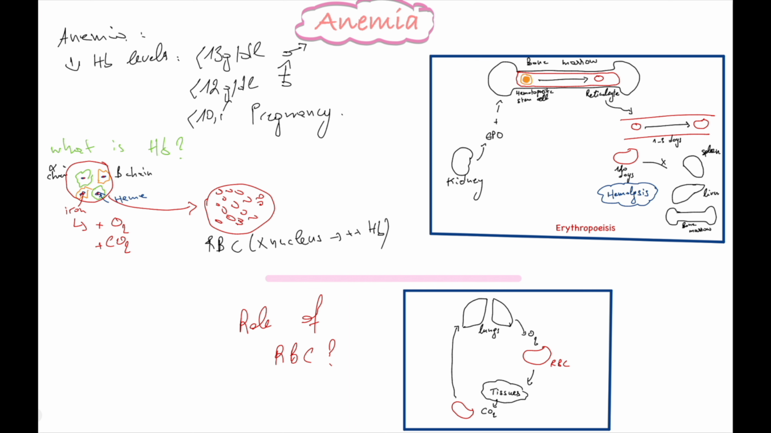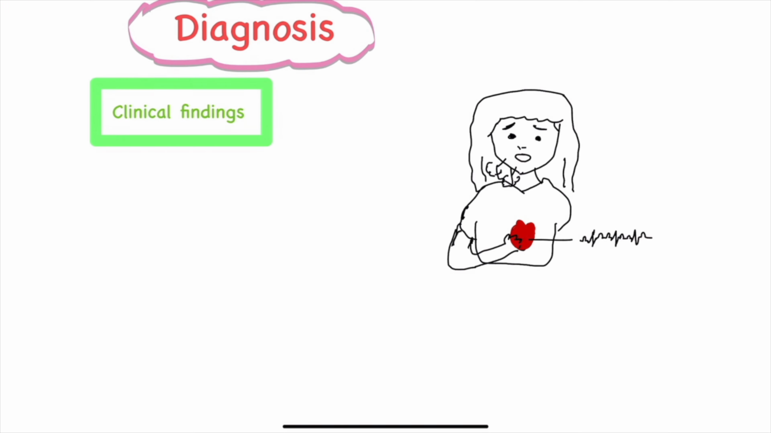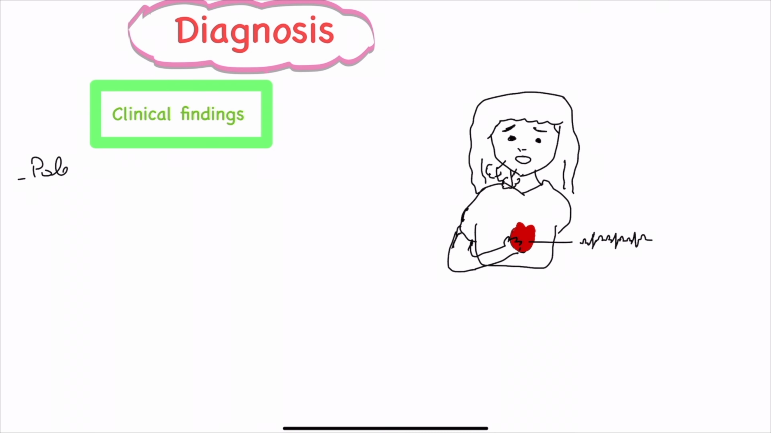Now that we understand what hemoglobin is, how the red blood cells are made, and why they're important, let's see how to detect anemia in a patient, starting with clinical findings. The patient often presents with pale skin. The lack of hemoglobin causes the skin to appear paler since it gives blood its red color.